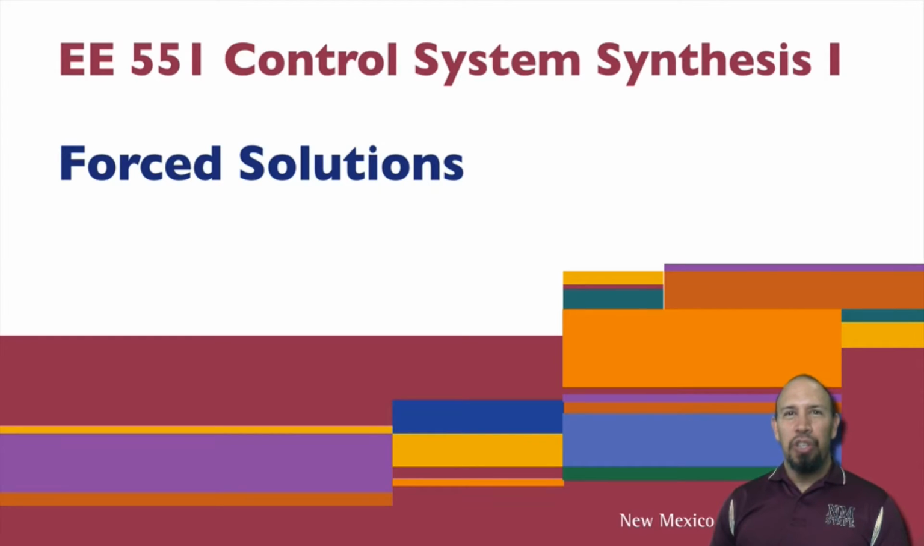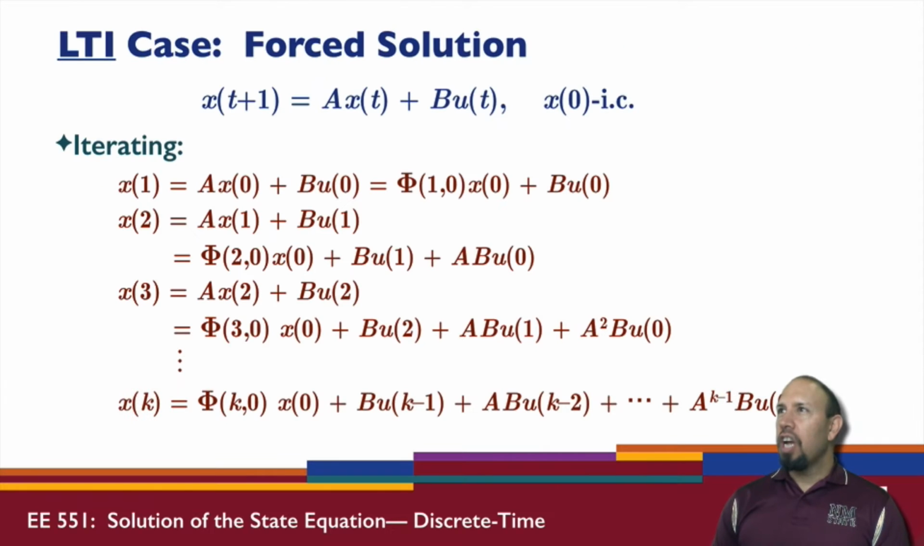Having looked at the natural solution, we now look at the forced solutions. We saw that a convolution was involved, and when we looked at the linear time invariant case, we iterated. Notice that we were actually using the state transition matrix as we went along. So as we went through the iteration, x1 is equal to A x0 plus B u at time 0, which is basically A, the state transition matrix from 0 to 1.